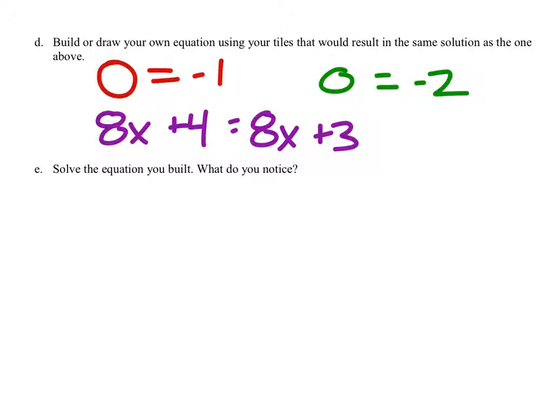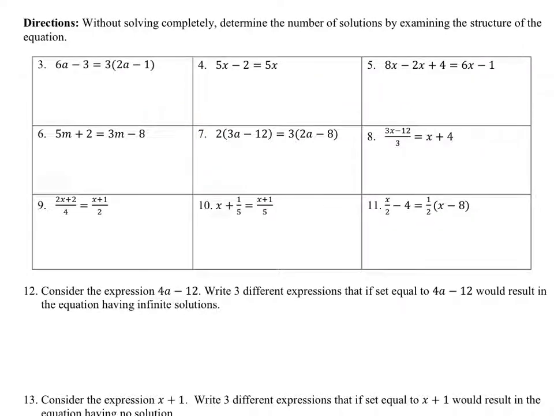Alright, that's pretty good. All 3 of these would produce no solution. Again, the reason, what do we notice, is that the x's cancel, and we're left with 2 numbers that are not equivalent. Without solving completely, we don't need to solve these. We just need to determine how many solutions there will be.